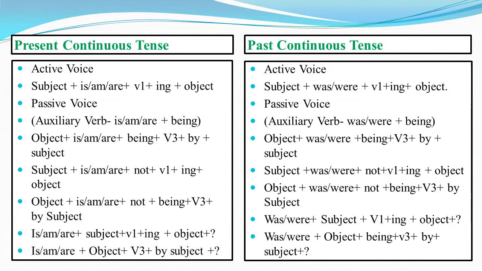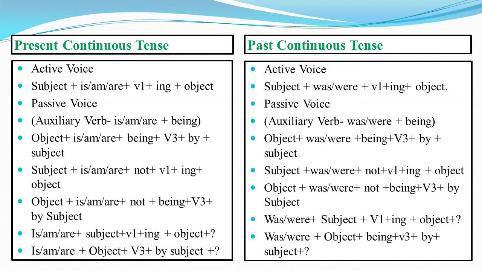Okay, you all know very well the structure of active voice. Now in passive voice, we'll use auxiliary verb is/am/are plus being in continuous tense. Okay, and the structure is object plus is/am/are plus being, then third form of verb, then by plus subject. Okay, always keep this thing in your mind. We will use third form of verb in every passive voice.